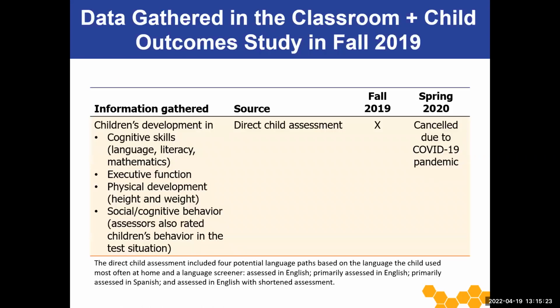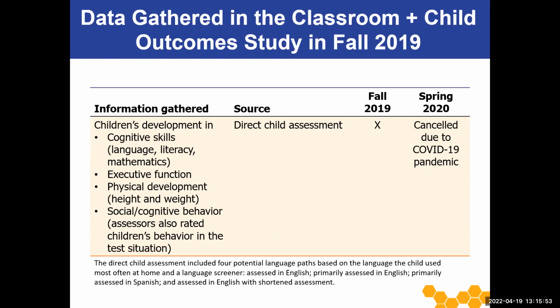Across the next 4 slides, I'll describe the data collected during the program year. In the Classroom plus Child Outcome study, direct child assessment data was collected in the 59 programs in the fall only. This included children's cognitive skills in language, literacy, mathematics, and executive function and physical development. And assessors also rated children's behavior in the test situation.